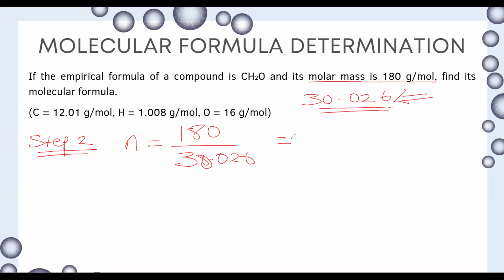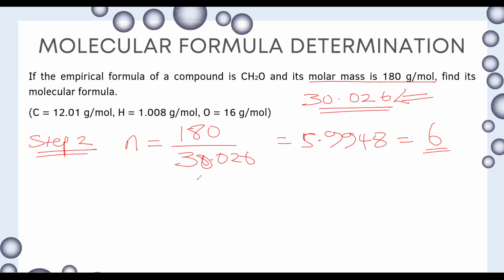Now we have 180 divided by 30.026. That gives us 5.994. If I approximate, what value am I going to end up having? 6. This is going to give me the value of 6. So I have my multiple now.